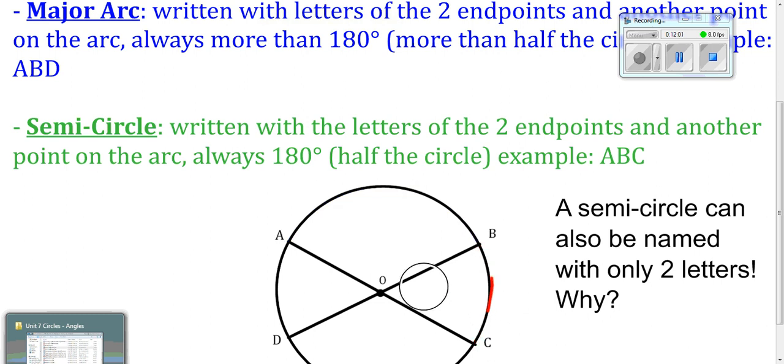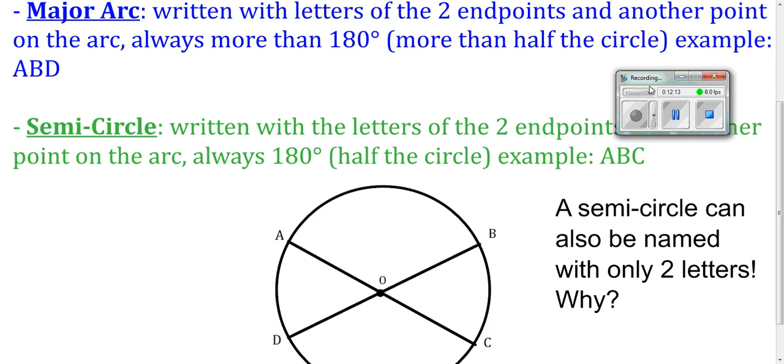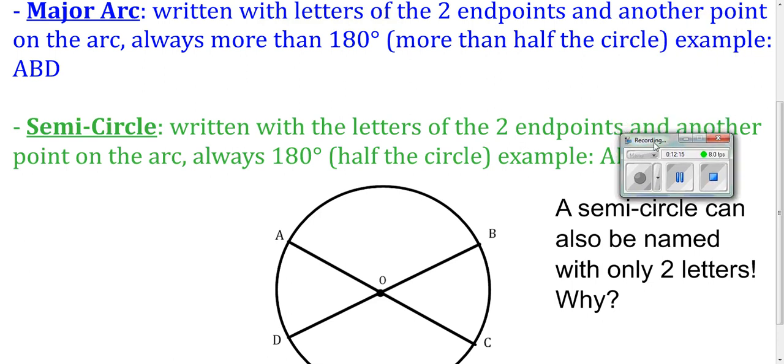A major arc, major meaning bigger, is written with letters of the 2 end points and another point on the arc. It's always more than 180 degrees, meaning it's more than half of the circle. Going back up to this, it's always written with letters of the 2 end points and another point. Super important, and we'll talk about why. So one example would be ABD.